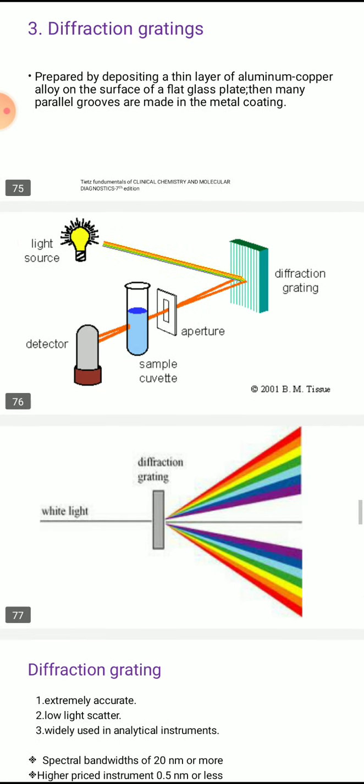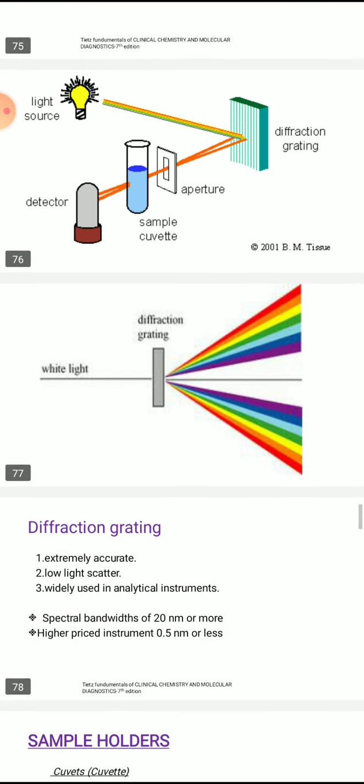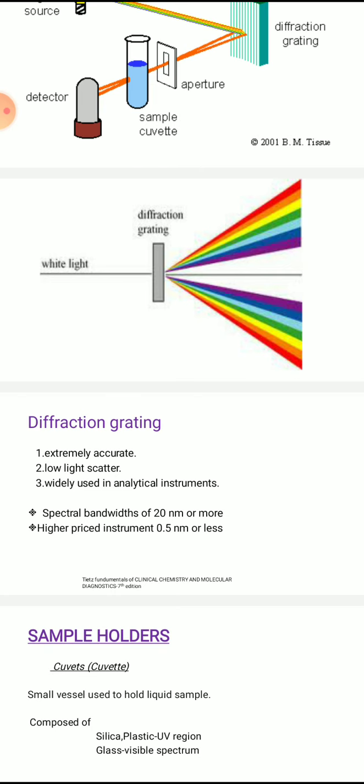Diffraction gratings are nothing but a thin layer of aluminum copper alloy on the surface of a glass plate. A glass plate is taken, grooves are made, and aluminum copper alloy is coated. Then we will get this type of spectrum.